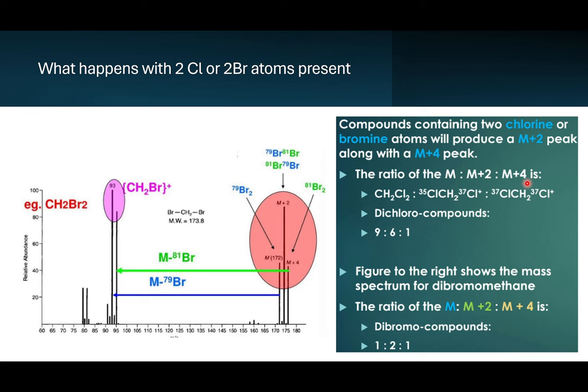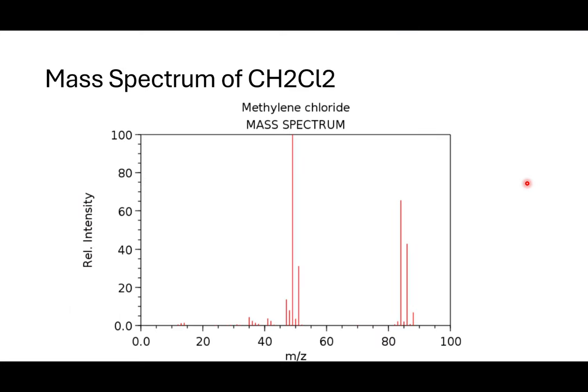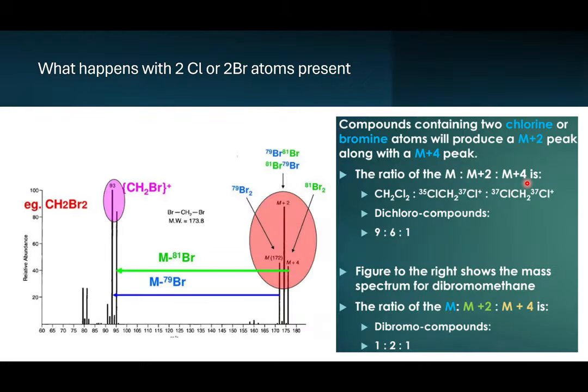The ratio of an M peak to an M plus 2 peak to an M plus 4 peak is given here, 9 to 6 to 1, for dichloro compounds. So that's really what we're having a look at. On the diagram here, it's actually a bromine compound being shown. The chlorine compound is right here. I'm going to show it to you. So let's actually look at the chlorine compounds, 9 to 6 to 1.